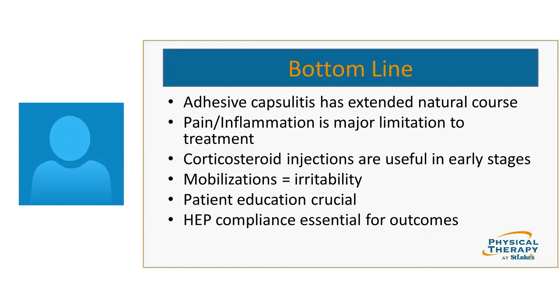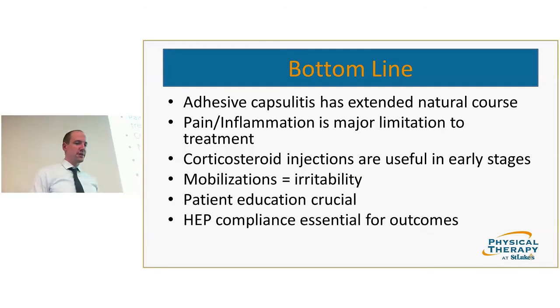So really the bottom line, the natural clinical course is very extended, as you saw from the graph. The pain and inflammation is a major limiting factor, so it's something that should really guide our treatment. You really want to be cognizant of pain and just make sure that you're really incorporating this in the treatment.